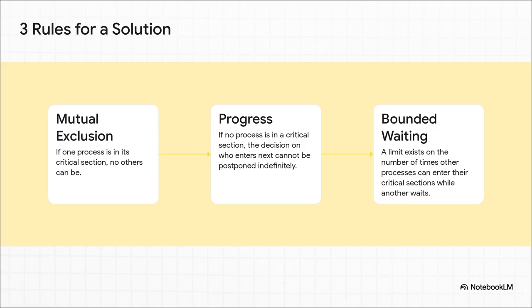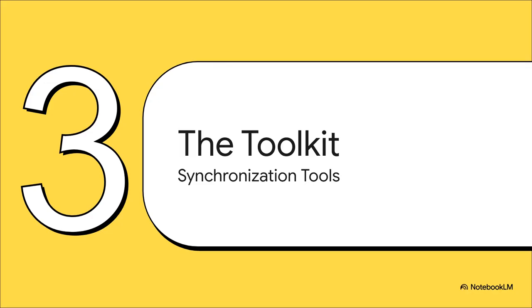It turns out any solution that works has to follow 3 non-negotiable rules. First, mutual exclusion. It's a fancy term for a simple idea. 1 at a time, please. If someone's in the critical section, everyone else has to wait outside. Second, progress. This means if the room is empty and someone wants to go in, you can't just leave them waiting in the hallway forever. You have to let someone proceed. And third, bounded waiting. This rule is about fairness. You can't let one process get stuck waiting while a bunch of others keep cutting in line. There has to be a limit. So, to enforce these rules, we're going to need some tools.